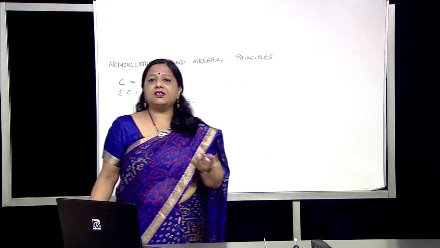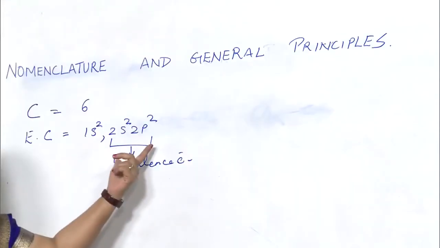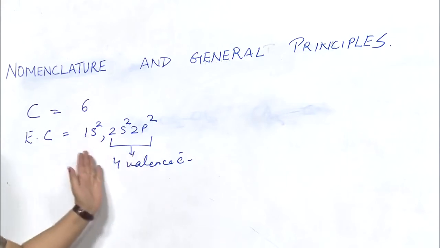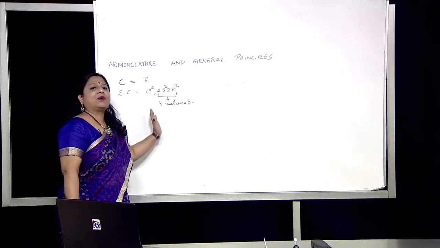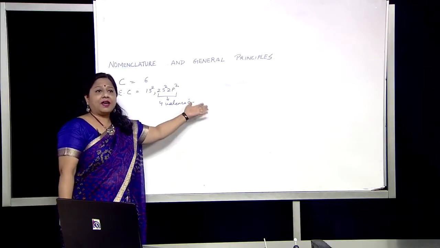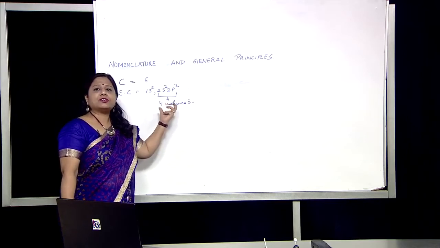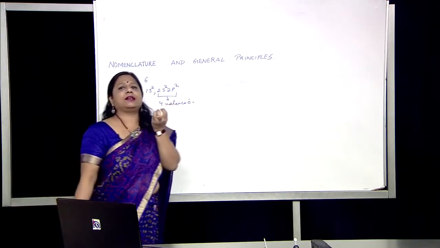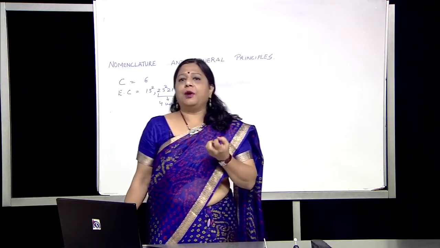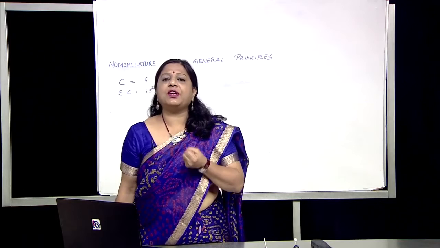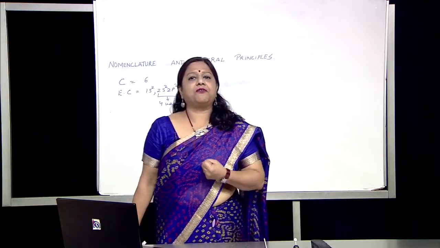But carbon does not do either of these. Why? It is very difficult for carbon to lose all 4 electrons because it requires higher energy. On the other hand, if it accepts 4 electrons, it becomes very difficult for the nucleus of the carbon atom to hold all 10 electrons together. Therefore, a carbon atom forms 4 covalent bonds by sharing valence electrons with other atoms. This is known as tetravalency of carbon.